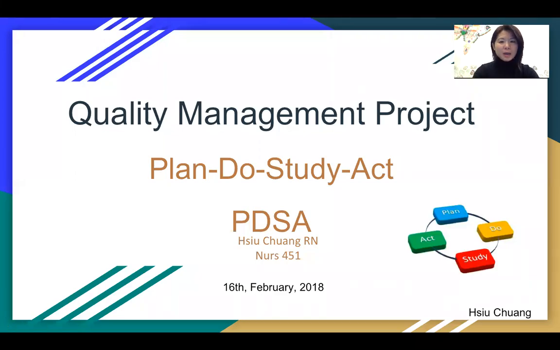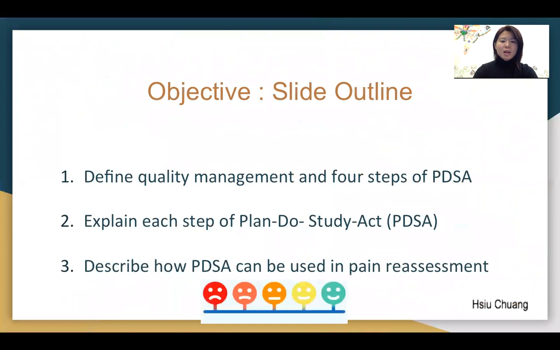I'm here to talk about quality management and the use of a PDSA, that is plan, do, study, and act, to improve quality of healthcare. Through this presentation, you will learn the first steps of PDSA and see how it can contribute to quality management. I will explain the first steps of PDSA and describe how PDSA can be used in pain reassessment.